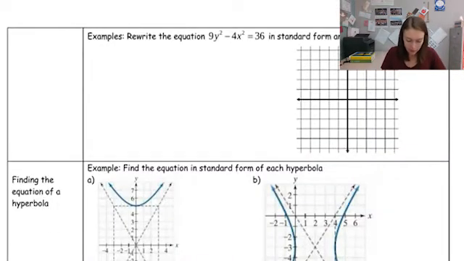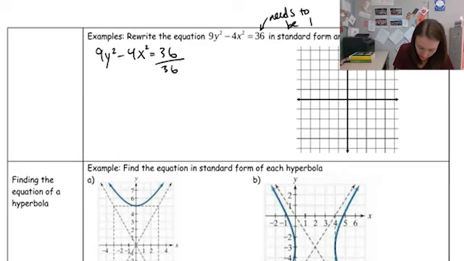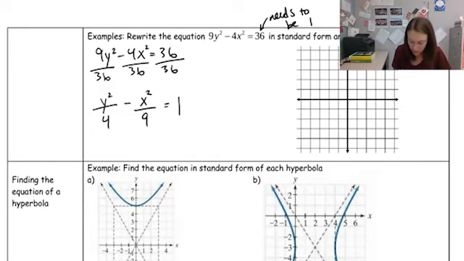All right, rewrite the equation in standard form and graph. So remember, this needs to be 1. So the first thing I'm going to do, I'm going to take my y squared minus 4x squared equals 36, and I'm going to divide everything by 36 to get it to equal 1. So y squared divided by 4 minus x squared over 9 equals 1.